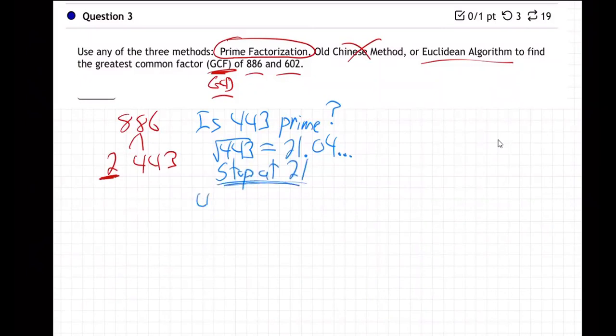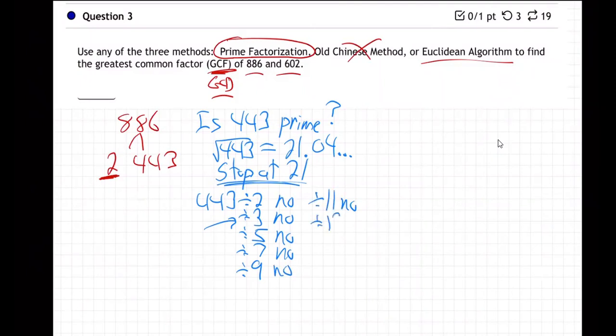So I've got to take 443 then, divide by 2, it's a no. Divide by 3, it's a no. Divide by 5, it's a no. Divide by 7, it's a no. You try these on your calculator. I don't even need to try 9 because I already know 3 doesn't go in, and 9's made out of 3 times 3. So of course it's a no. Divide by 11, it's a no. Divide by 13, it's a no. Divide by 15. I really don't even need to check 15 either because 15 is made out of 3 times 5. But you can try it if you want to waste your time on your calculator.